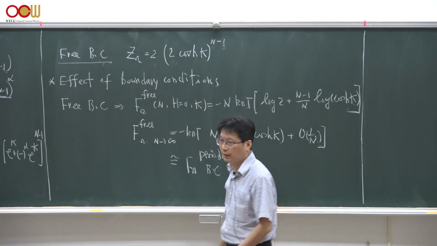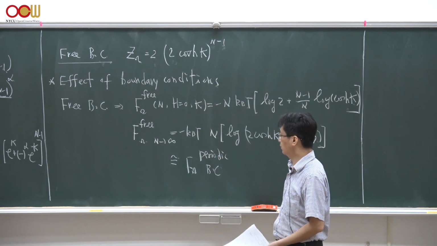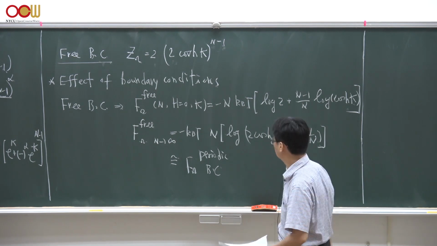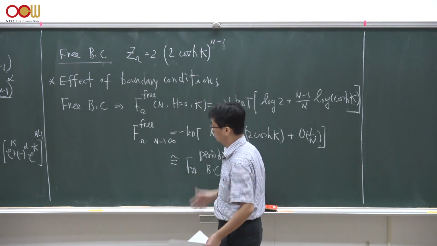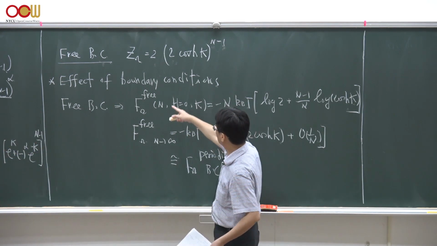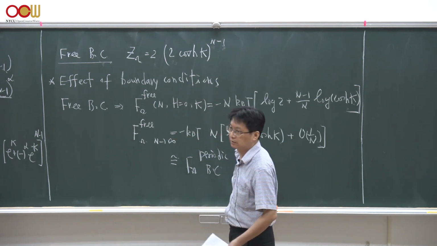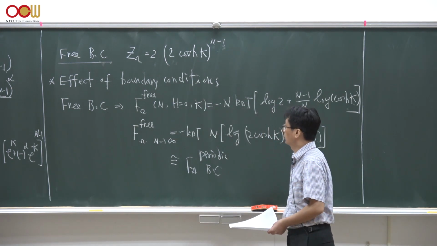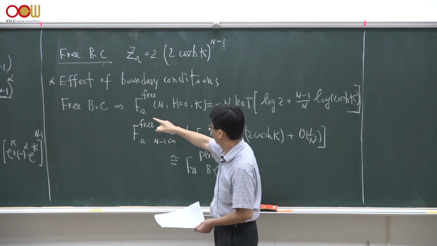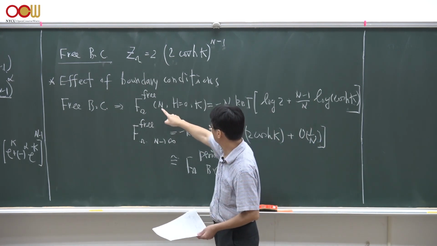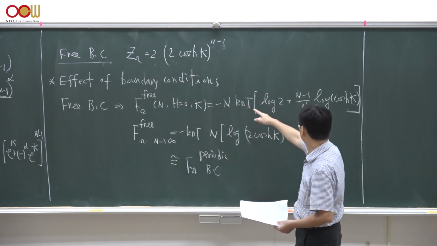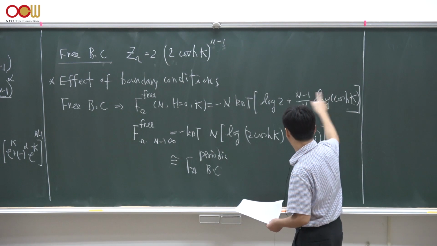So let's compare the two forms of partition function with different boundary conditions and check what effect the boundary condition gives us. For the free boundary condition, we simply take minus kBT log of this partition function to get the free energy at finite size, fixed total number of particles, and zero field, and you get this log expression.